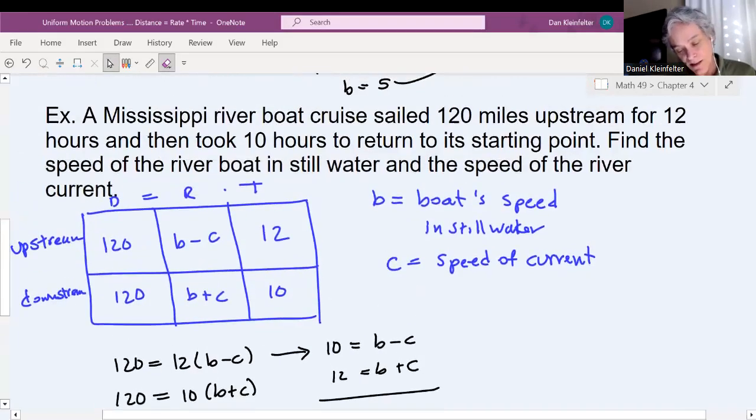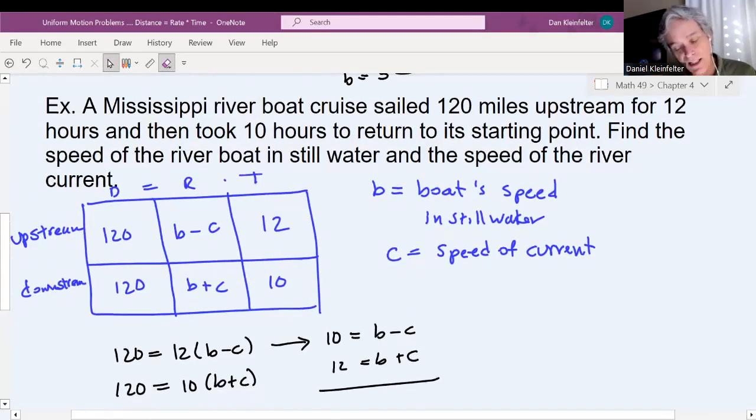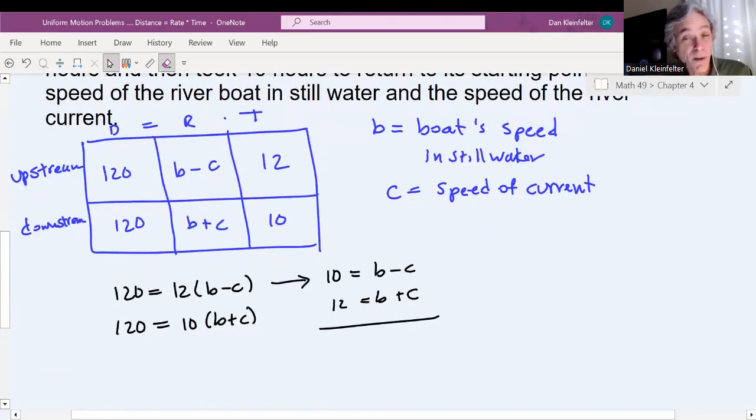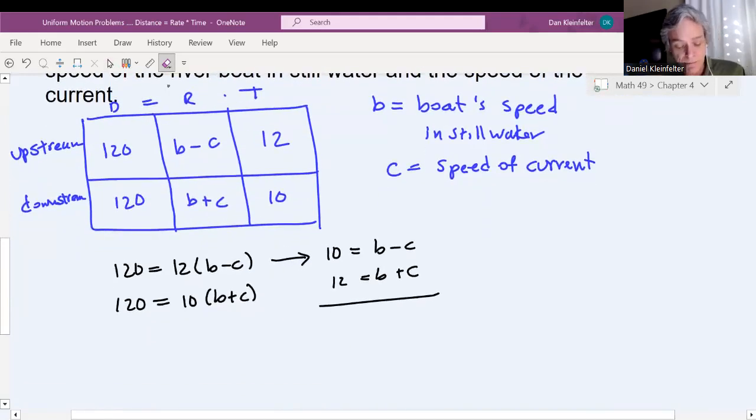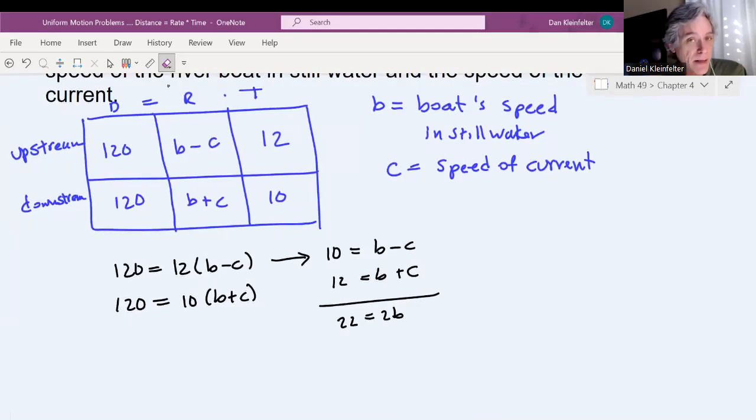And it's kind of interesting. The problem itself, on the face of it, is not very easy, but the system of equations is pretty simple, which is nice. So 10 is B minus C, 12 is B plus C. We'll add those two together, getting 22. And then B plus B is two B's. And then the minus C and plus C add up to 0. So that's that. That makes our B equal to 11.